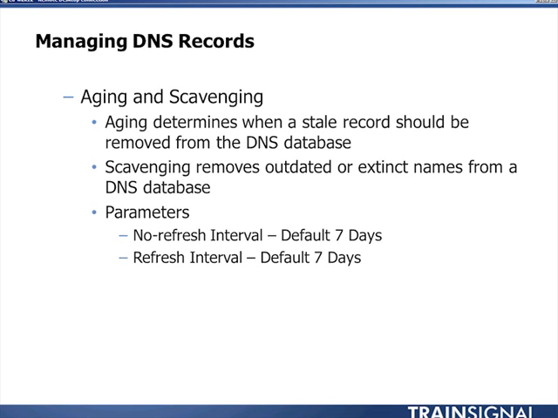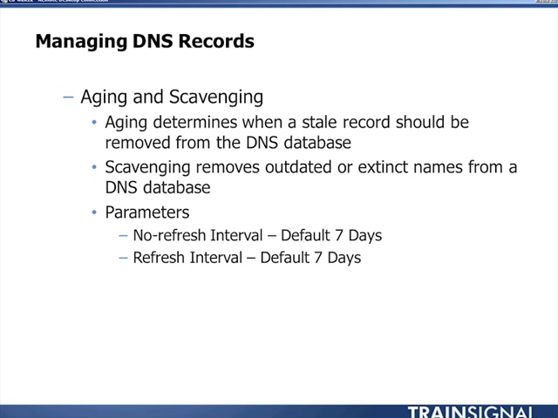I know a lot of administrators will handle this manually. They'll do periodic scavenging manually. But if you want DNS to do it for you, there is something called aging and scavenging. Aging is the idea of determining when a stale record should be removed from the DNS database. And scavenging is the idea of actually removing that record if it is outdated or extinct from the database.